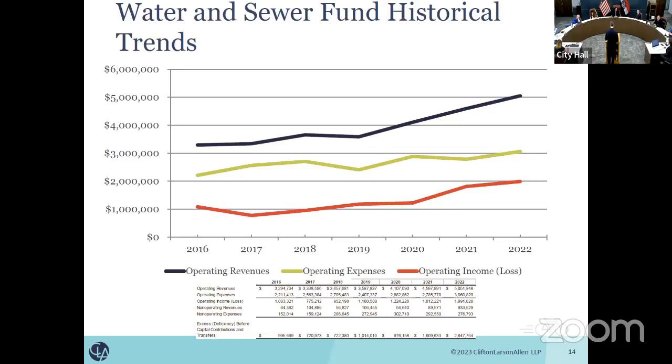Then to give you a little perspective on the water and wastewater information, both operating revenues and operating expenses were up about 9.8% over the prior year. That led to a net operating income of just shy of $2 million for 2022. But both are increasing, as well as operating income is increasing as well.